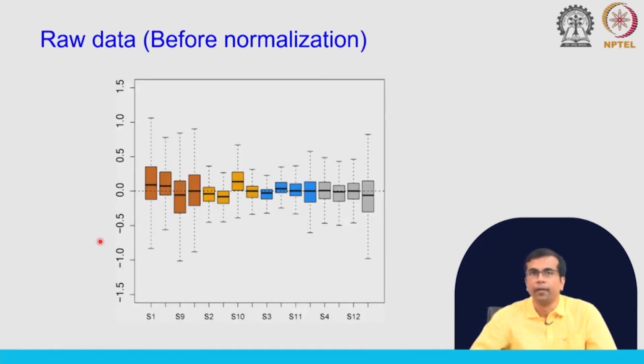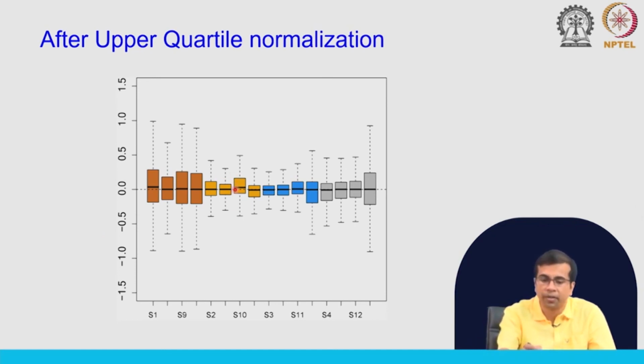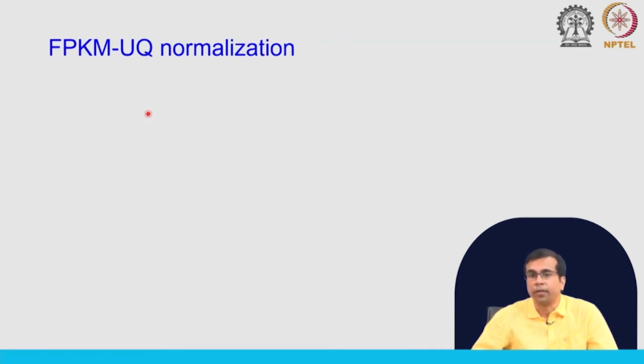Again I will show you the results from the same data. Here again is the raw count data before normalization, and this is after upper quartile normalization. You can see for some samples it looks pretty good, but for some samples, for example this one or this one, the median is not 0. That is expected because here we set the 75th percentile to the same value and not the median. All right, so these are some of the methods that we can use.